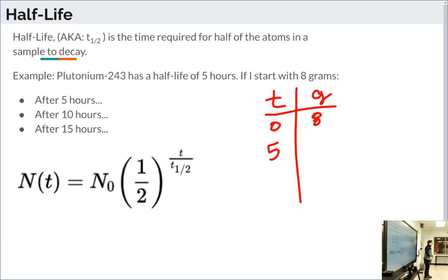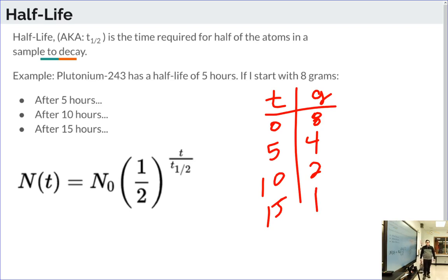Lauren, you ready? Hardest question of the day. What's half of 8? 4. Man, this is hard stuff. Follow me there? All right, after 10 hours, 2 half-lives have gone. What's half of 4? 2. After 15 hours, what's half of 2?